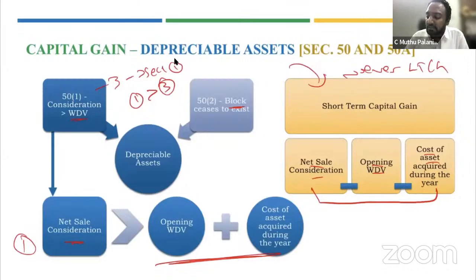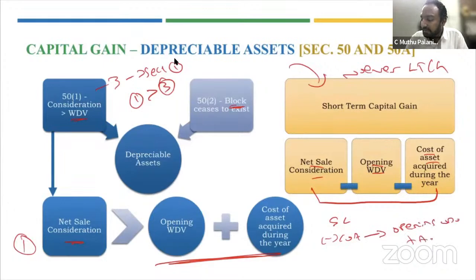Whereas in the second situation, all the assets cease to exist. And what will be my sale consideration? I'll take the sale consideration less cost of acquisition. Cost of acquisition is nothing but opening WDV plus additions. My cost of acquisition will only be this much. So that is what we are covering here. These are the things that are important to understand when you're calculating your capital gain concepts.